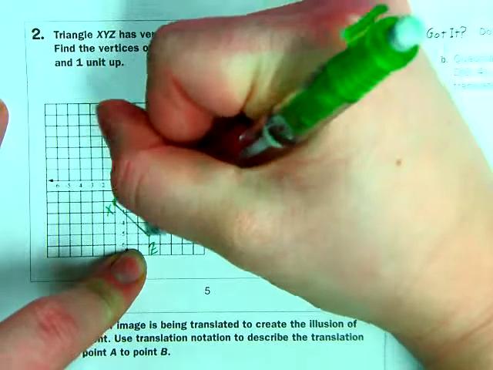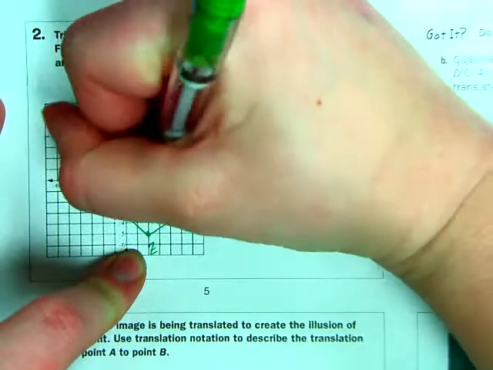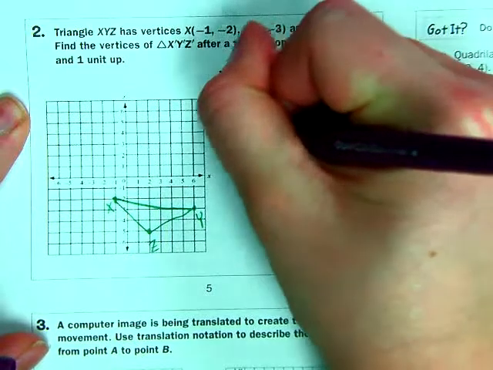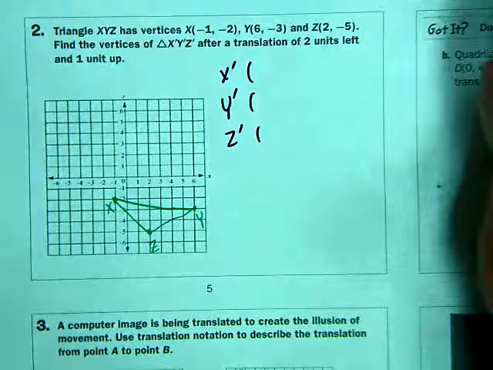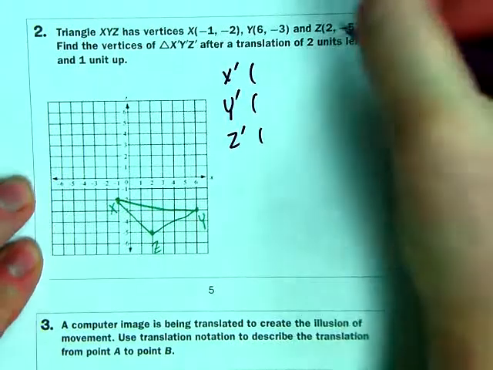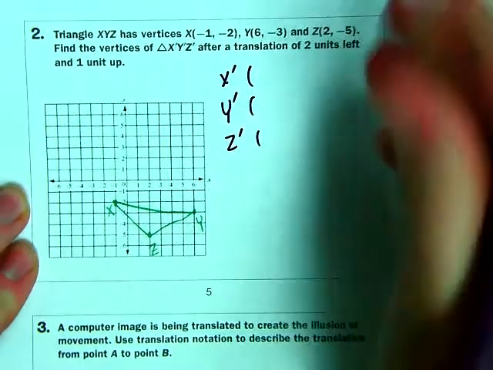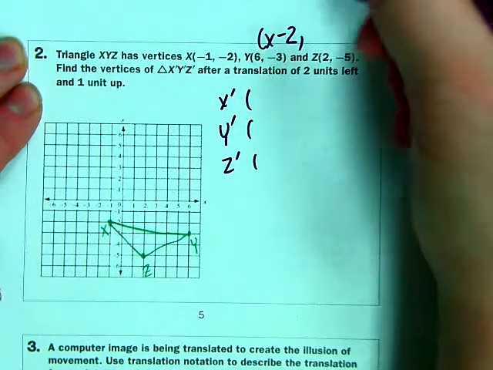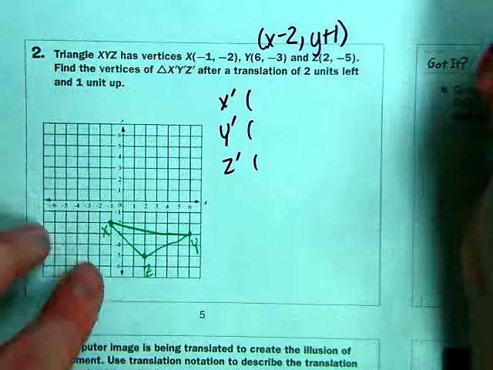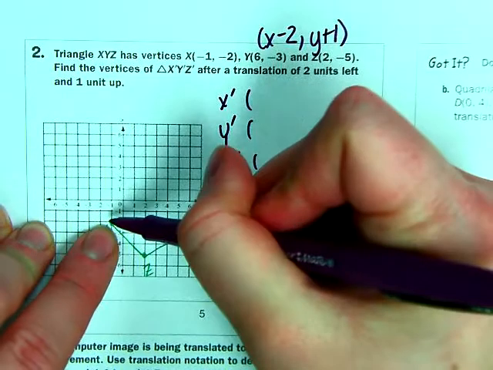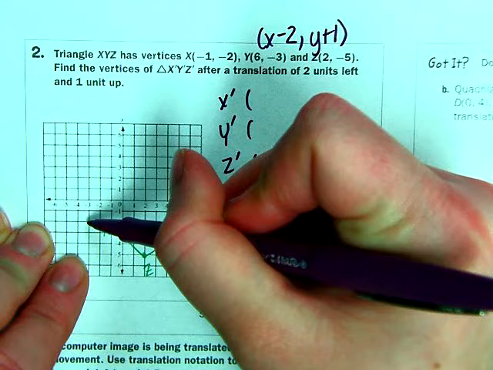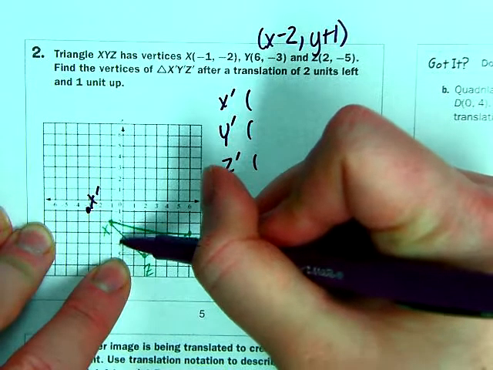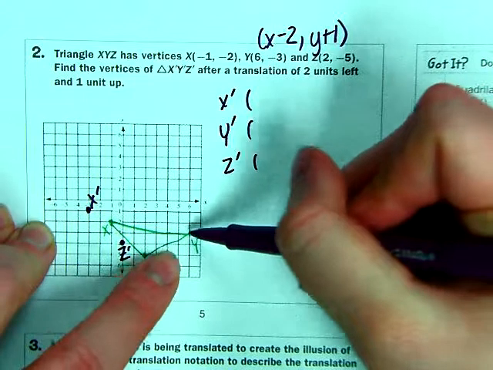So here is my pre-image in the green. My image, with ordered pairs, has to go 2 units left, so that's going to be x minus 2, and 1 unit up is going to be y plus 1. So x, we have to move it 2 to the left, 1, 2, and 1 up. So there's my x prime. Z prime, 2 left, 1 up. Y prime, 2 left, 1 up.